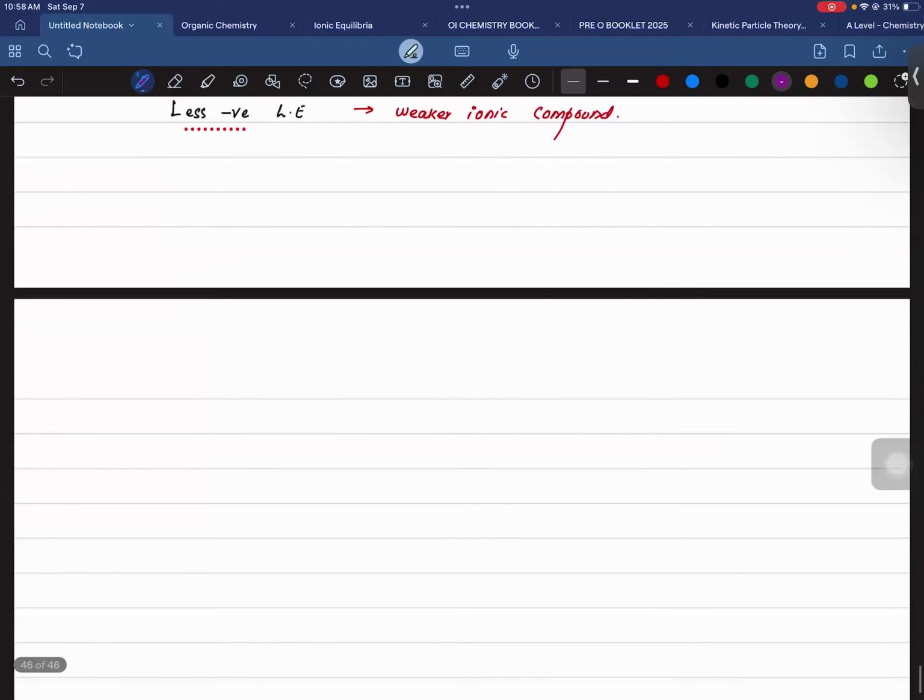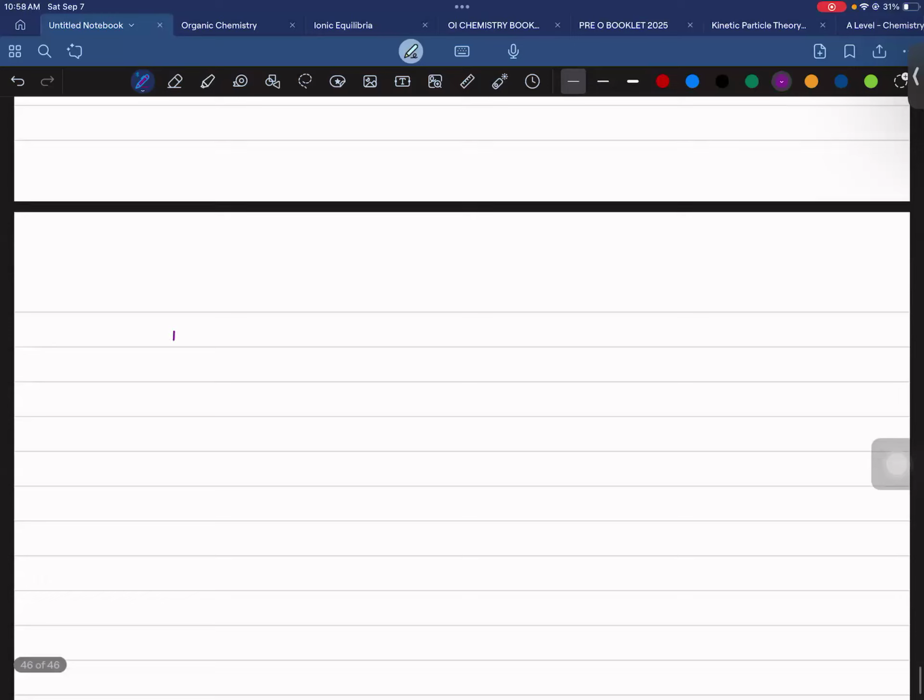Let's suppose sodium chloride has a lattice energy equal to -707 kilojoules per mole, and magnesium chloride has a lattice energy equal to -1400 kilojoules per mole. I can say that this is a weak ionic solid and this is a stronger ionic solid.